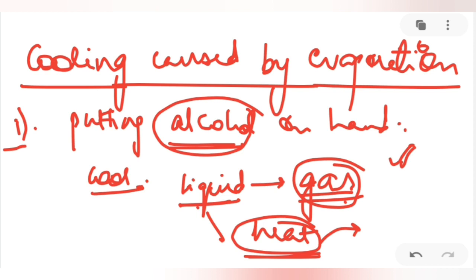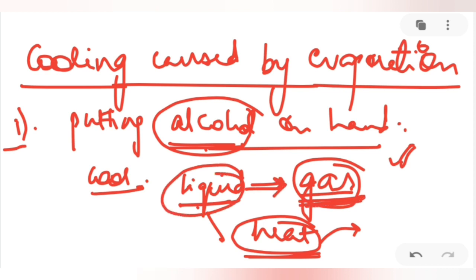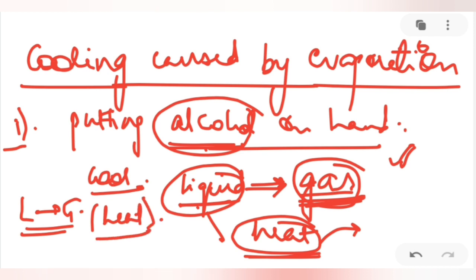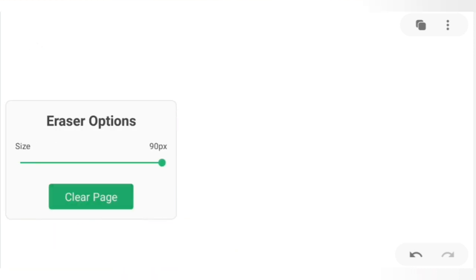See, what happens is that when you put some alcohol on your hand, alcohol is liquid and it has to evaporate into gaseous form. So when liquid has to be changed into gas, what is required? Heat is required, and this heat is taken out from your body or from your hand. So when heat is given out, that is the reason you feel cold, and this cooling is by the process of evaporation. Okay, now moving on to the second example.